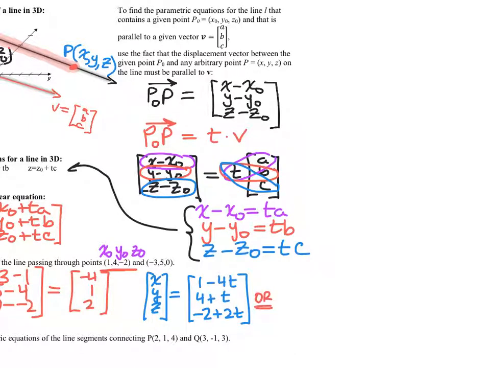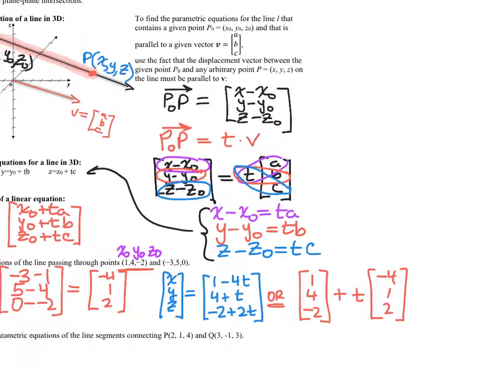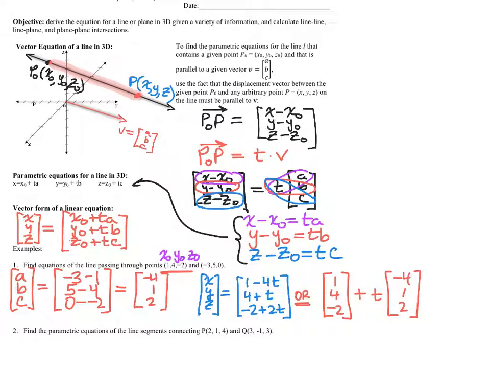Or we could say 1, 4, negative 2. That's our start. Use your variable as a scalar multiple, so plus t times negative 4, 1, 2. That, in a lot of ways, is a lot nicer. Just because, well, a couple of reasons. One, we're not really doing too much other than reorganizing stuff that we already have. So you have your start value, that becomes the vector. And then from there, you have the multiplier associated with your parallel vector.